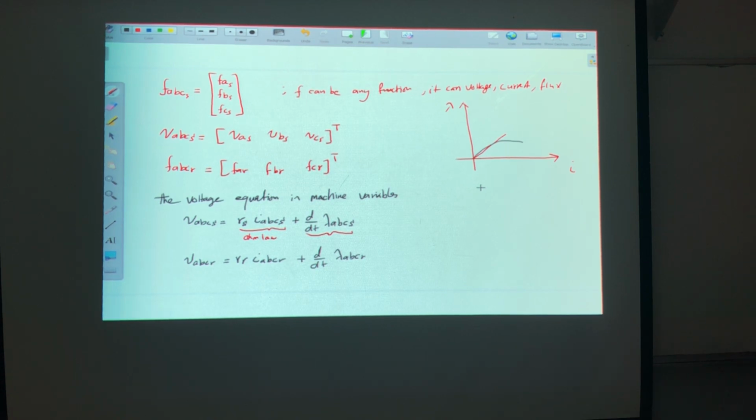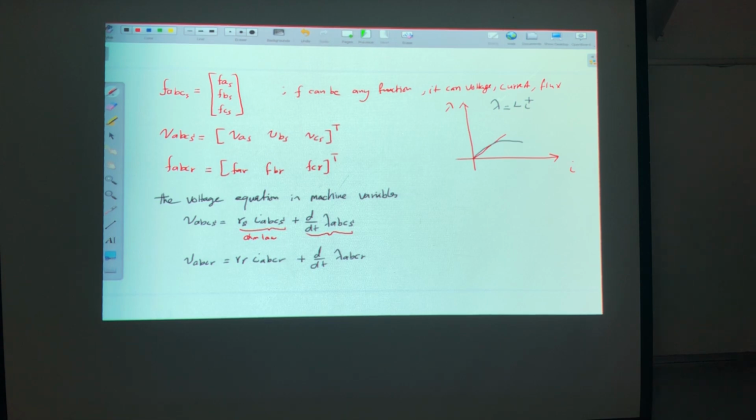Now, in general, we are designing the machine such that it is within the knee of the non-linear region in order to maximize the capacity of the machine. So, at the end of the day, I can assume that the relation between I and lambda is linear, which means that lambda can be described as Li.